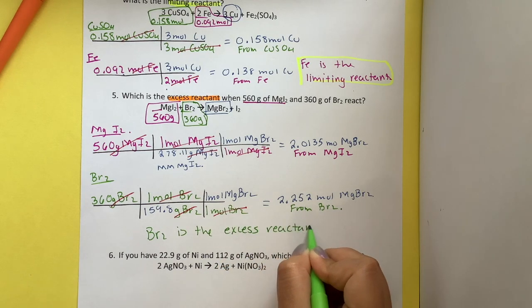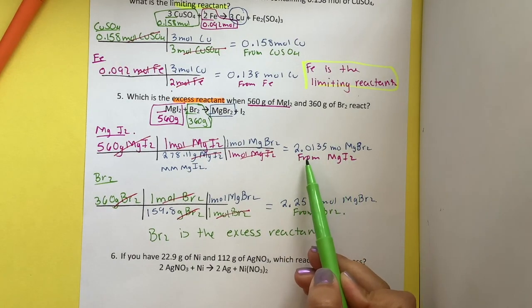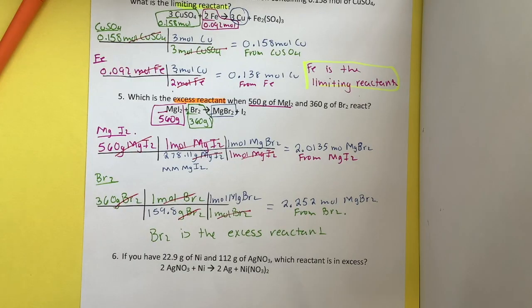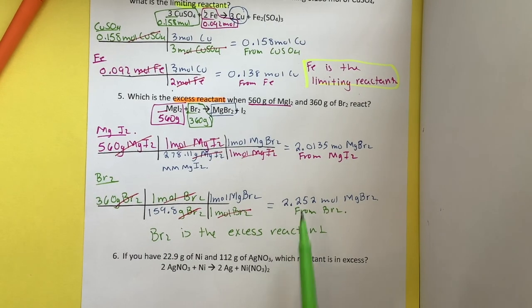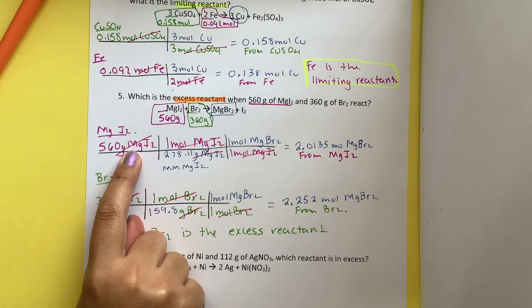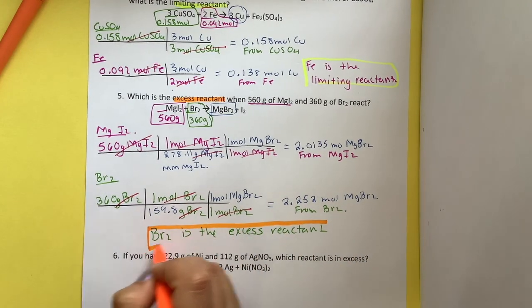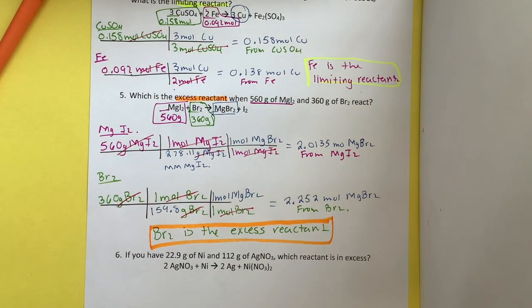reactant. Okay, that means that once I produce this much product, that's it. I cannot produce any more. So I'm going to have leftover bromine because I cannot produce how much bromine is telling me, because I'm not going to have enough of this other reactant, the limiting one. So Br2 is my excess reactant. That's my final answer.